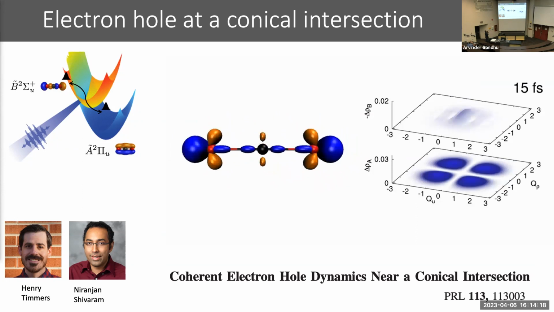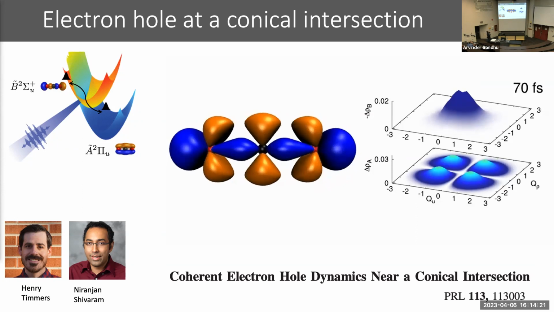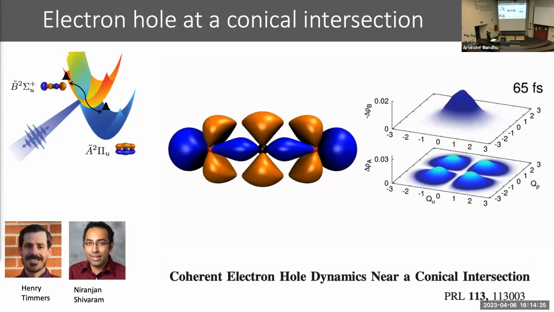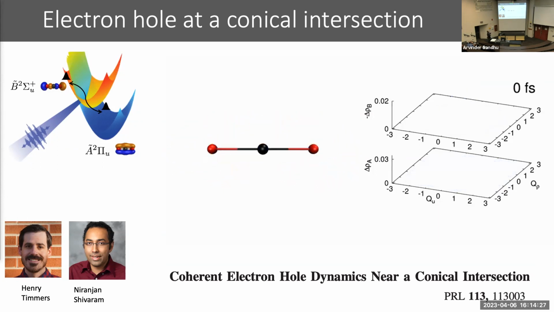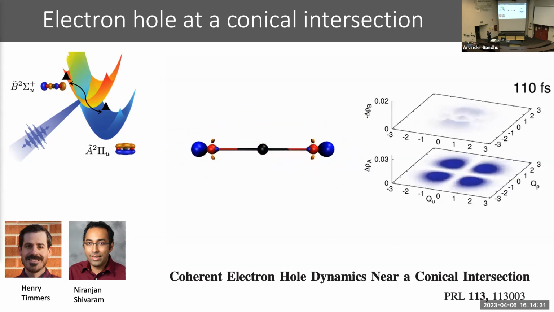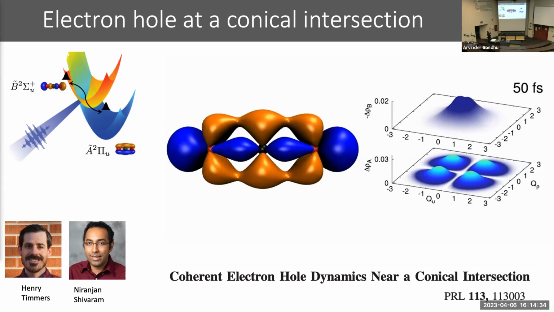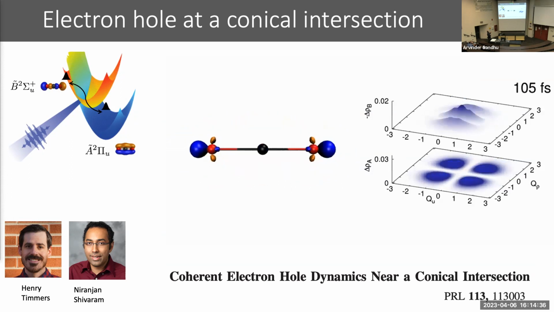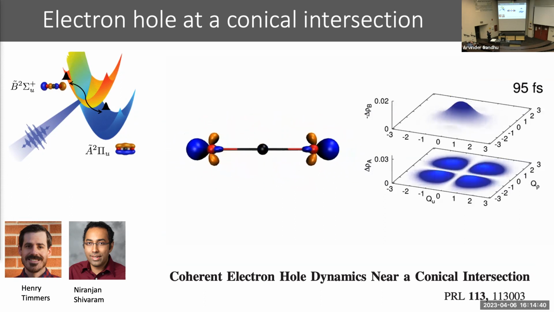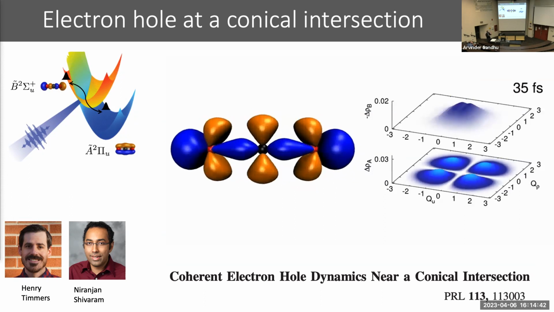So we monitored this motion by creating this hole with one pulse and then ionizing the molecule and observing the ions with the second pulse. And then we could make these movies where we can track the electronic probability distribution as a function of time delay, which is being plotted here. And we found that whenever the charges move in the orbitals, the nuclear motions are triggered simultaneously.